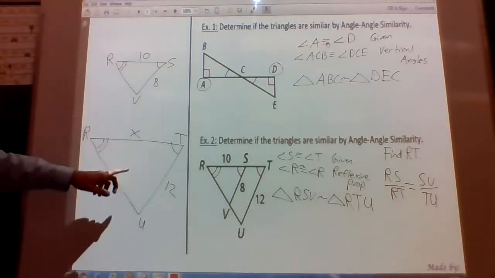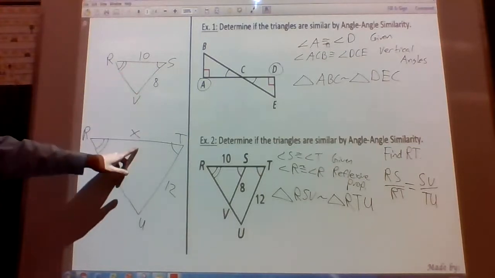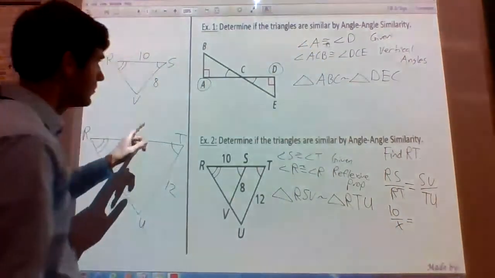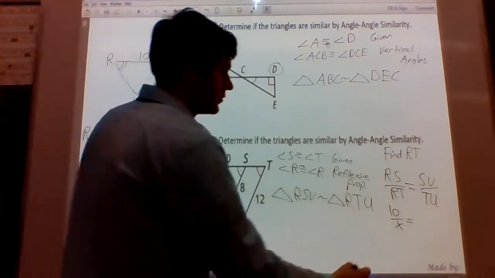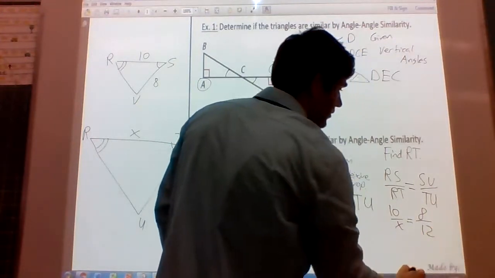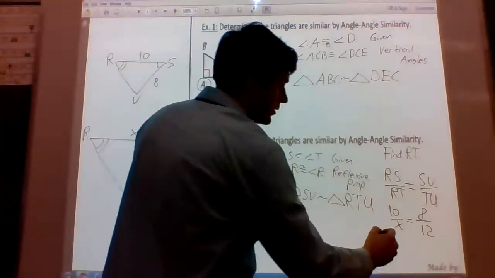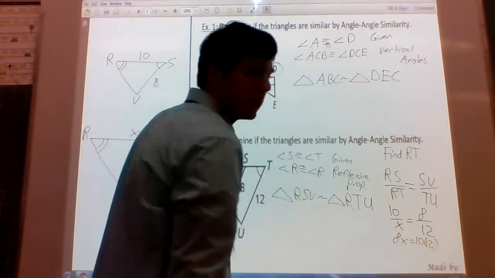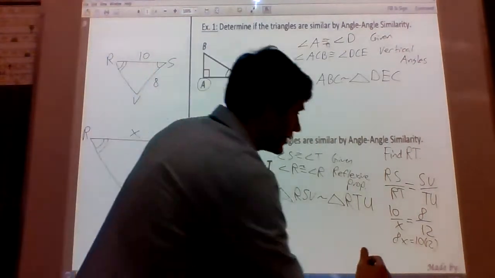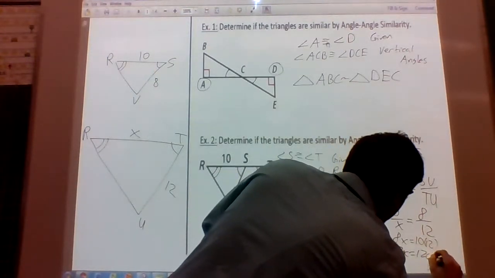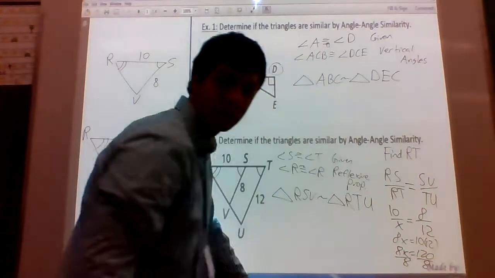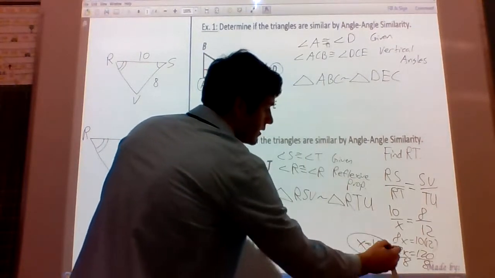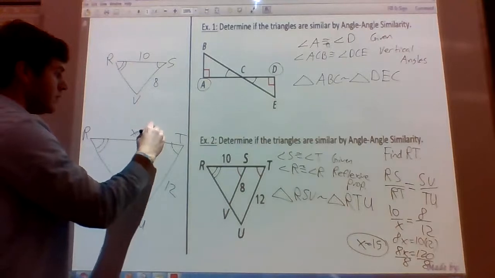Then we can substitute in our values. So 10 over X is going to equal 8 over 12. To solve a proportion, we want to cross multiply. So we're going to get 8x equals 10 times 12. 10 times 12 is 120. If you divide both sides by 8, we're going to get x equals 15. So RT is going to equal 15.